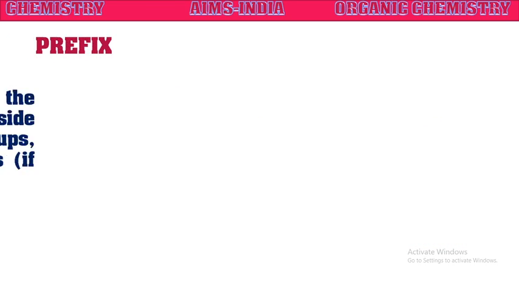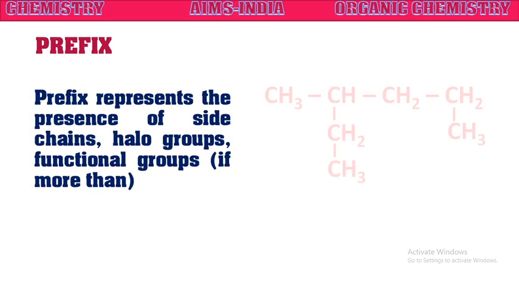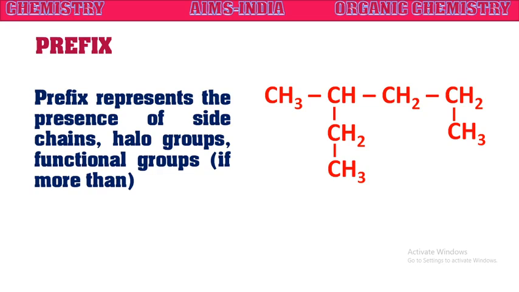Next, prefix. This prefix represents the presence of side chains or halo groups, or functional groups if there are more than one. If there is more than one functional group, one will be considered as the secondary suffix and the remaining functional groups will be considered as prefixes for that compound. But here in the given compound, only one alkyl group, or one halo alkyl group, or side chain is present. Now, as we have selected this as the main chain, this will be the side chain or halo alkyl group for this compound.